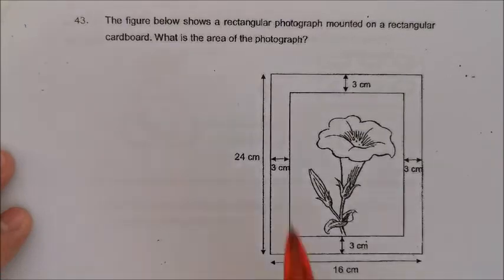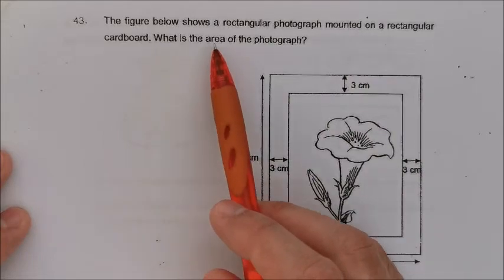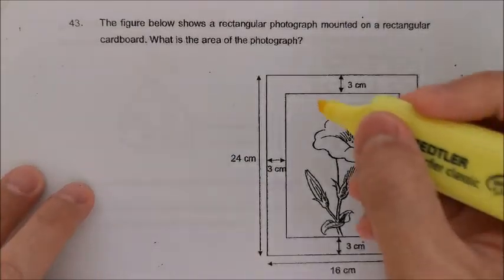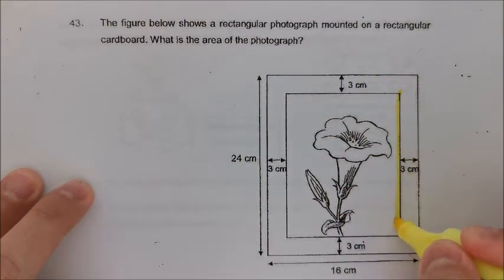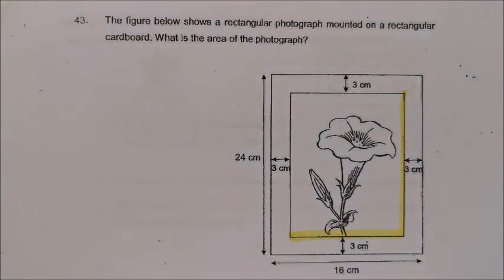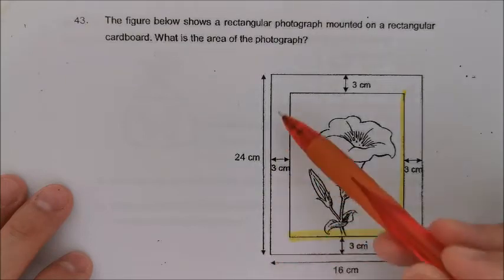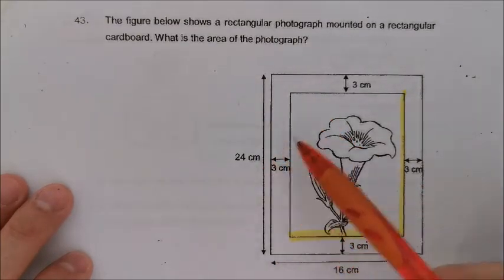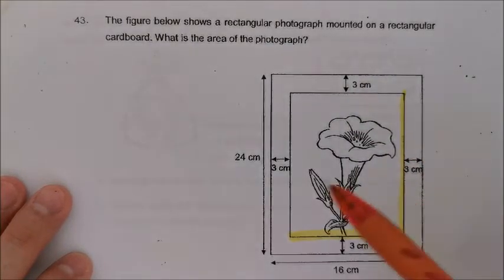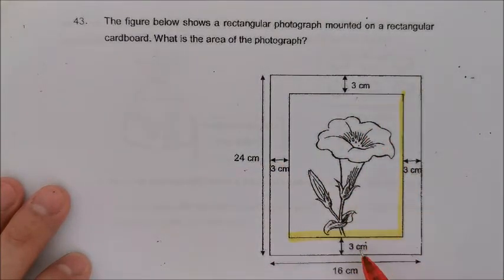Okay, question 43. The figure below shows a rectangular photograph mounted on a rectangular cardboard. So what is the area of the photograph? Okay guys, can you all see that for the area of the photograph, we have to take the length and the breadth of the photograph. And to find the length and the breadth, we just have to take the length of the outer boundary, the photo frame, minus off the gap here. Can you see that if I want this yellow line, I have to take the outer length, which is 24, minus 3 minus 3.